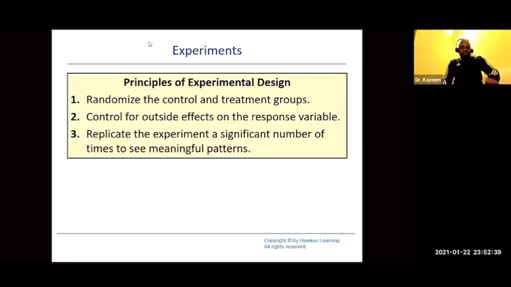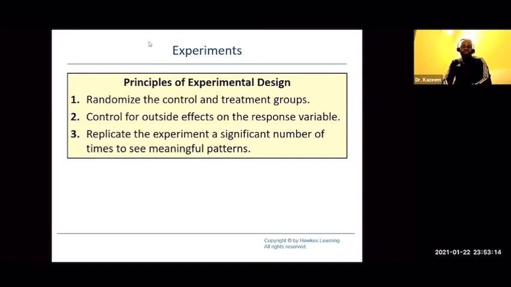Now, what are the principles of experimental design? I told you the other time, when you conduct experiments, as against conducting a survey where you administer a questionnaire, that's an observational study. A recommendation based on an observational study does not have weight compared to an experimental study. And why is it that an experimental study has more weight?